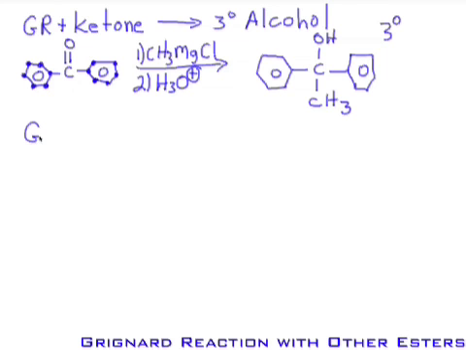Well, it turns out that Grignard, reacting with any other ester other than methanoate, any other ester, will generate a tertiary alcohol.